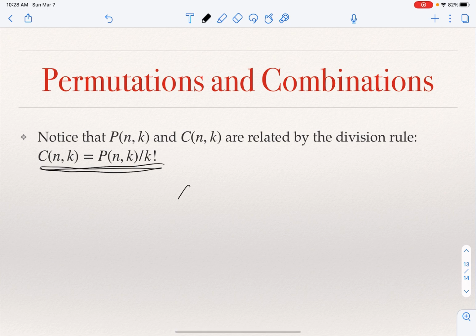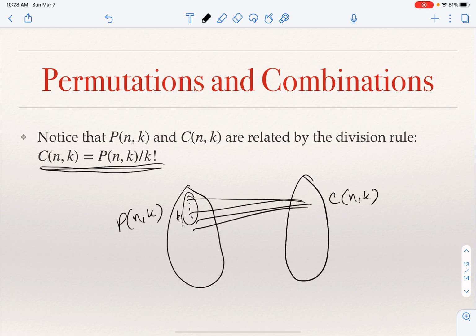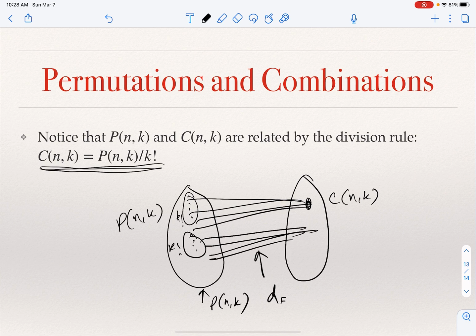And the reason for this, again, is that if I look at this set here as the C n choose k, and this is the P n choose k, here this set, then every k factorial elements from here are going to map to the same element here, because when we go to P, each one of the k factorial orderings matters. When we go to C, none of these matter. All of them are the same element. So every k factorial elements will map to the same element here. And by the division rule, the cardinality of this set on the left is P n choose k. And the factor here, how many elements in set A map to the same element in set B, is k factorial. By the division rule, we get C of n choose k is P of n comma k divided by k factorial.